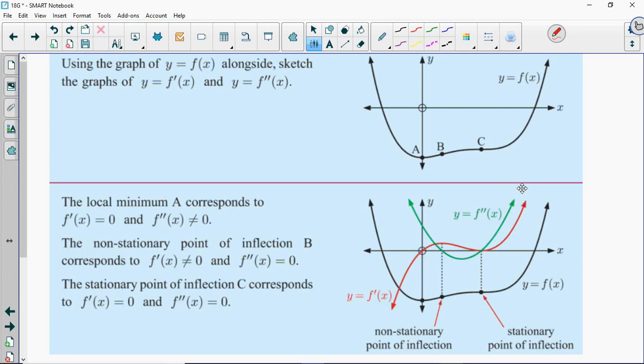So if we have any graph f of x, we should be able to comfortably sketch the first and the second derivative curves. It takes a little bit of practice, but I don't think that this should be too much of a challenge for you. Going in the opposite direction, I think will be a little bit tougher, but we can do it.